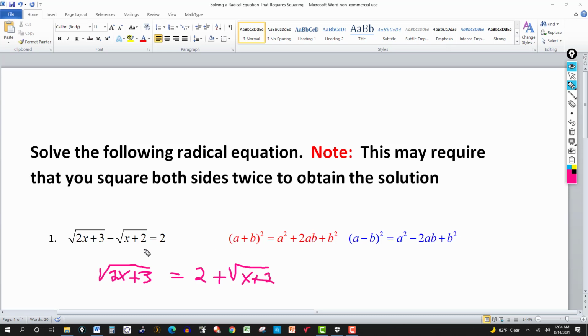Okay, so now I'm going to square both sides. So this side will be squared. That will eliminate that radical. So this side is going to become just 2x plus 3. When I square, it eliminates a radical. So I'm going to put it up here. This becomes 2x plus 3.